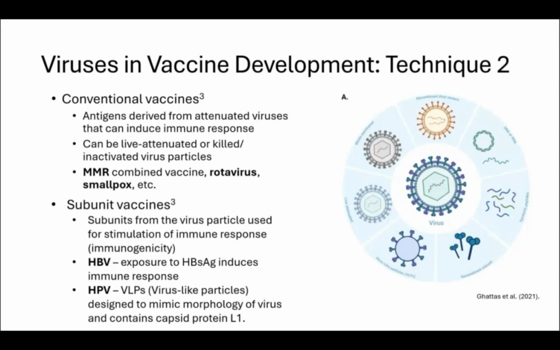Two examples of this kind of vaccine include the HBV vaccine, which utilizes the hepatitis B surface antigen to induce an immune response, and also an HPV vaccine, which is actually a different type of subunit vaccine called a VLP, which is virus-like particles. These particles are designed to mimic the morphology of the virus and contain the capsid protein L1.